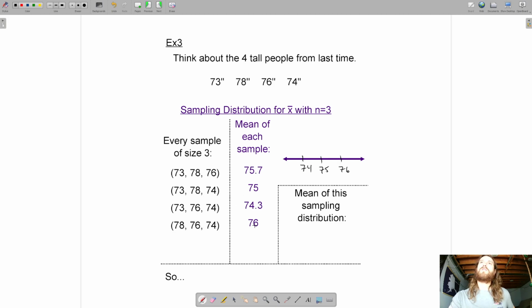These are all of those samples' means. So here is the sampling distribution. These purple numbers here are our sampling distribution for the sample mean with n equals 3.